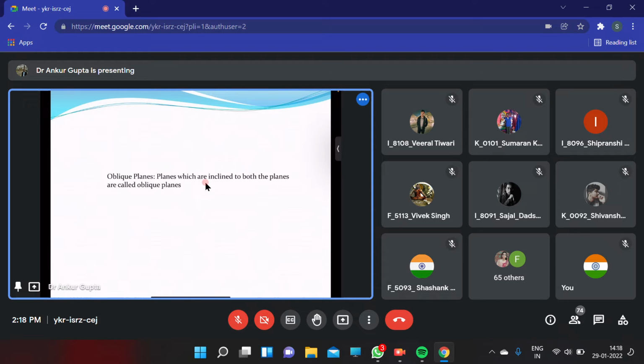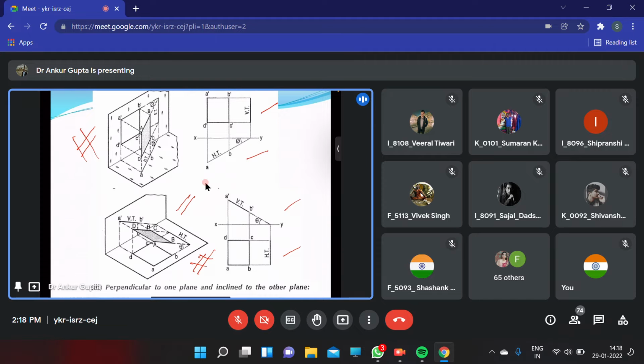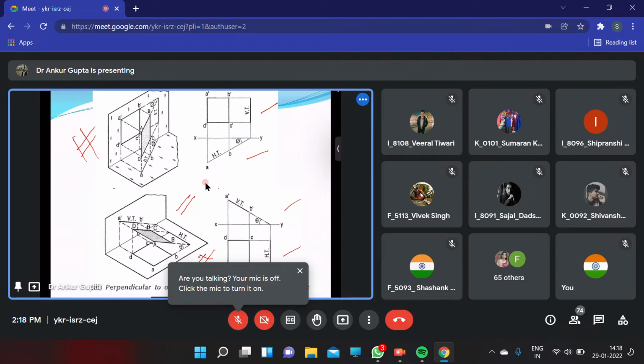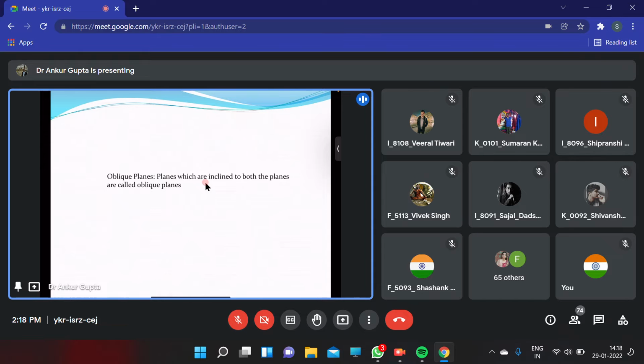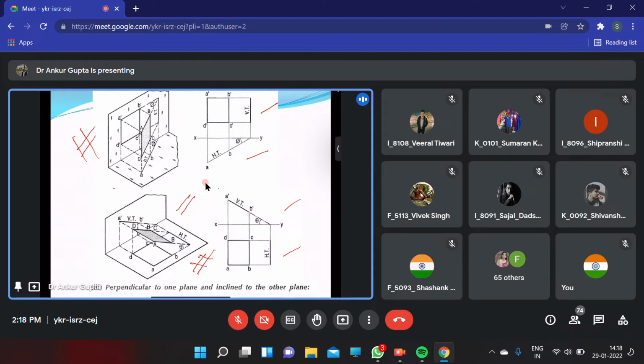Oblique planes. It is simple. Planes which are inclined to both the planes are called oblique planes. ये case possible? Perpendicular to both the planes. Yes, sir. Like lines inclined to both the planes you have already studied. Similarly, planes inclined to both the planes, that is known as oblique plane. Now in this case, it is inclined to which plane? Only one plane. It is inclined to only one plane.